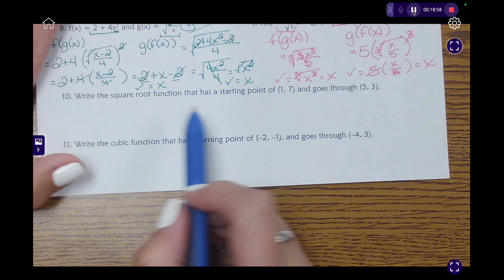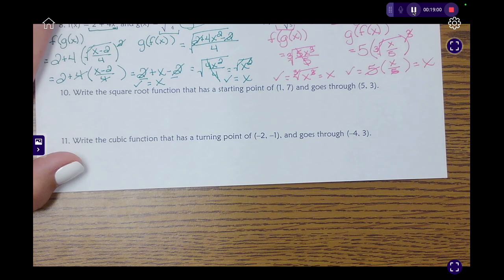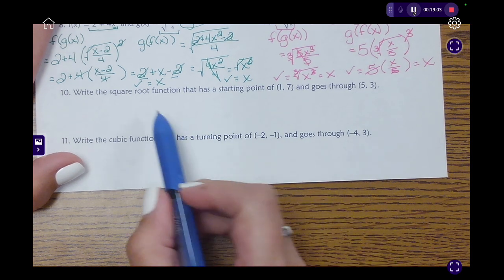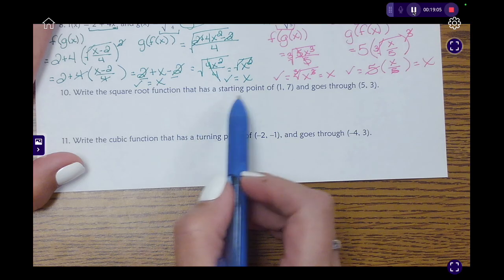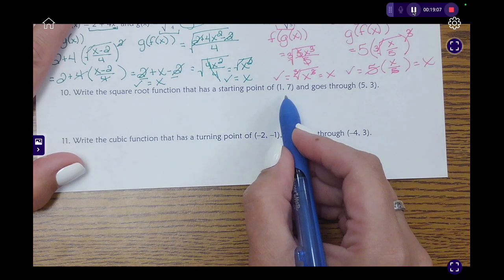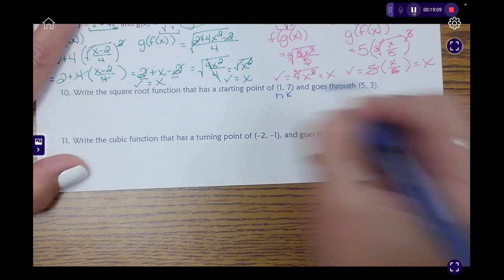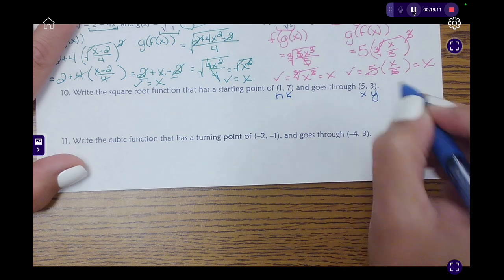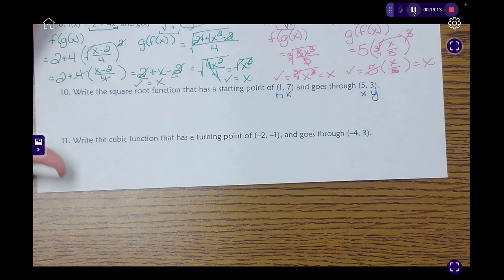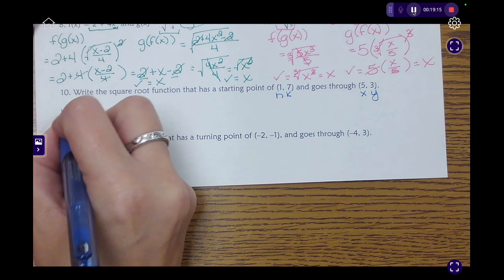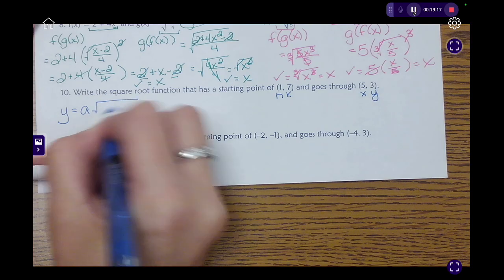So it's going to tell you what type of equation. It's going to give you different points. So like right here, it says write the square root function that has a starting point of 1, 7. So this is my h and k, and it goes through 5, 3. That's my x and y. So looking at this square root function, remember this is what my equation should look like.